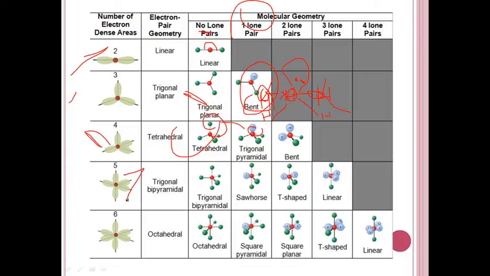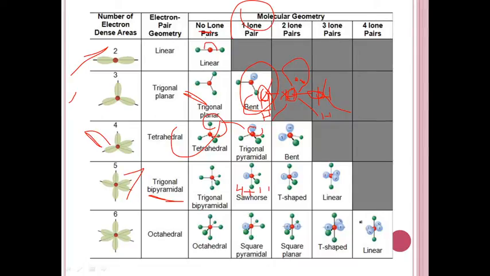Next, coming to 5. So 5 is trigonal bipyramidal. All bond pairs means trigonal bipyramidal. And out of this 5, if 4 bond pair and 1 lone pair, then it assumes a seesaw shape. You know seesaw, playing seesaw in the children's parks, you might have seen the seesaws. So that is the shape of this particular molecule.